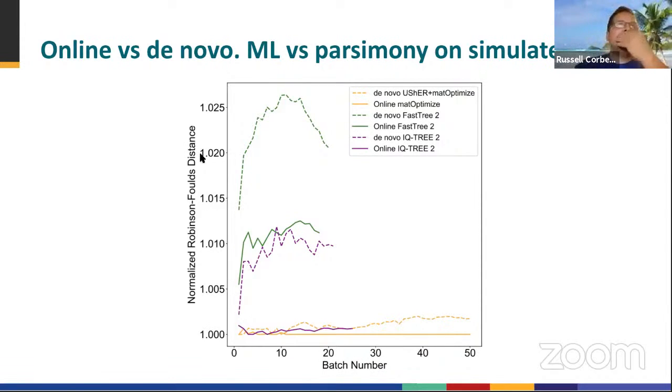And so what I'm basically showing you is that de novo FastTree 2 is substantially worse no matter how you look at it. But everything does kind of badly, except for online IQ-TREE 2, where I add all my samples with UShER and optimize with IQ-TREE 2. De novo UShER and MAT optimize are good here, but then on the bottom, the best for the vast majority of iterations is this online plus MAT optimize, as we might expect.